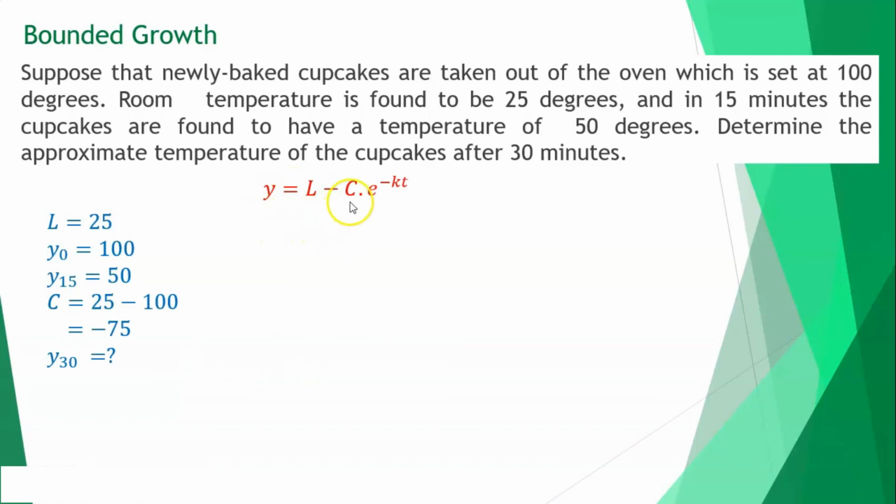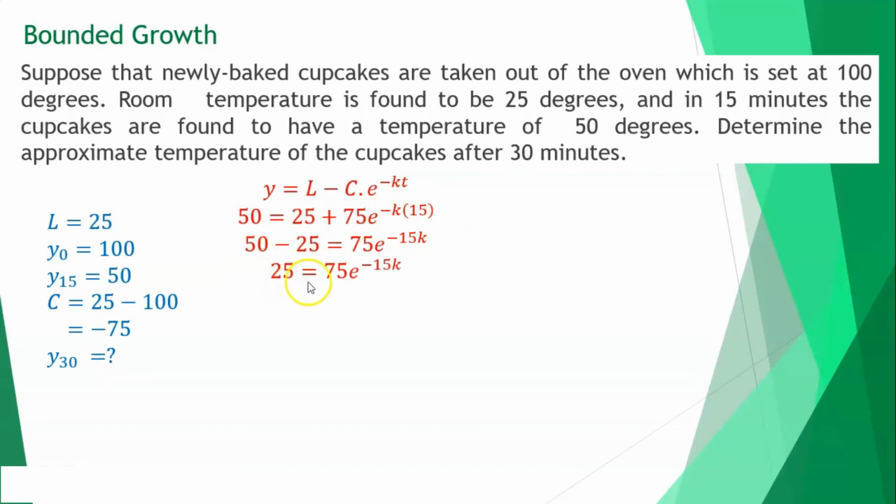So, take note, our bounded growth equation: y is equal to L minus c times e to the negative kt. So, our y here, that's 50 degrees, L is 25, our c here is negative 75, so minus negative 75, that would become plus 75, times e to the negative k after 15 minutes. So, simplifying, you transpose.